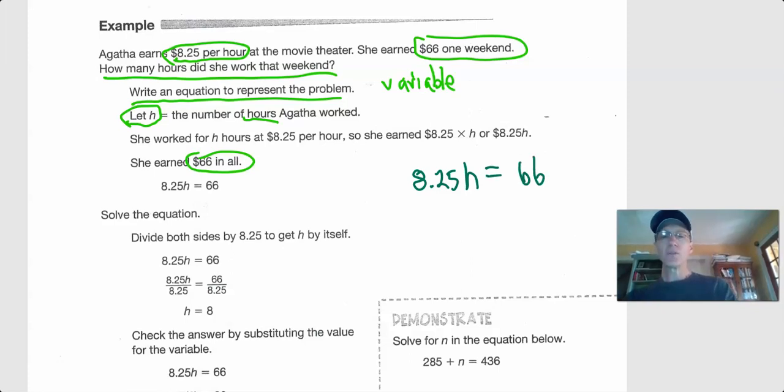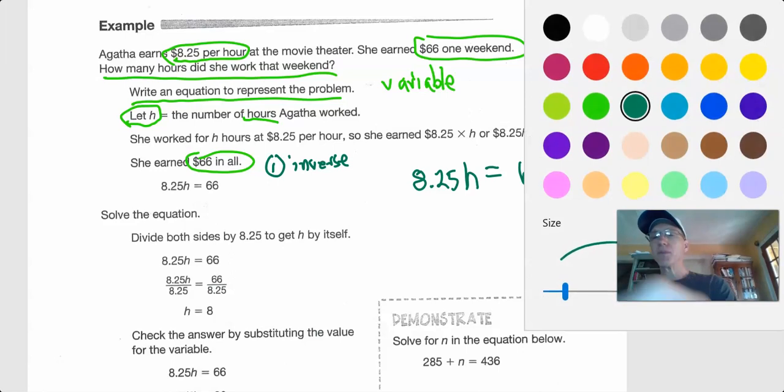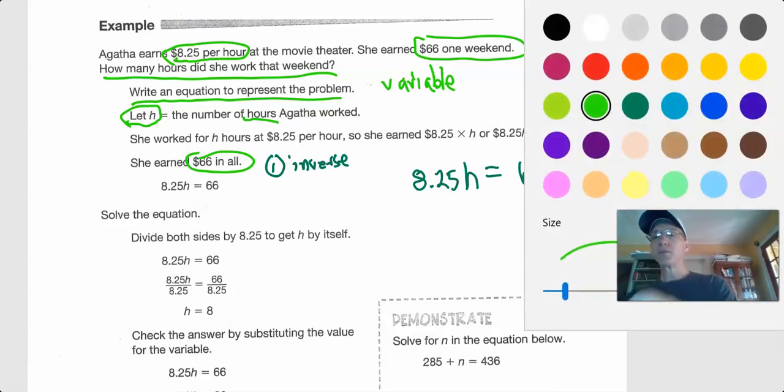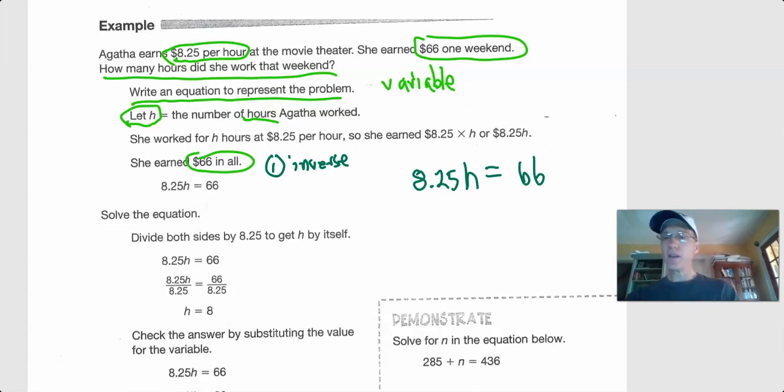So the first thing was, well, what's the inverse operation? Sounds fancy, sounds tricky. No, it's not. Look at the 8.25 times h. Right there, you want to get the variable by itself, because that's what you want to find out. It's just another way of finding out how many hours. That's all you're doing.